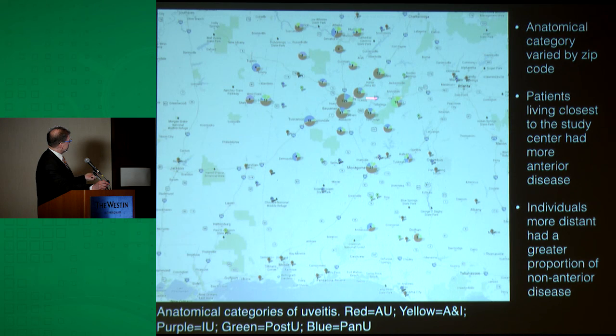If you look around, you can see that the anatomical category varies a good bit by zip code. There's a lot of anterior disease in the area right around Birmingham and sort of north, but then it peters off, and there's less anterior disease referred in from the more outlying regions, except maybe down in the Dothan area and in Montgomery, which I think is kind of interesting. So patients living closer to the study area had more anterior disease, and individuals more distant had non-anterior disease. That makes some sense. We generally think of posterior and panuveitic disease as more severe, so maybe those patients are more likely to be referred, right? It's probably just a function of referral bias.